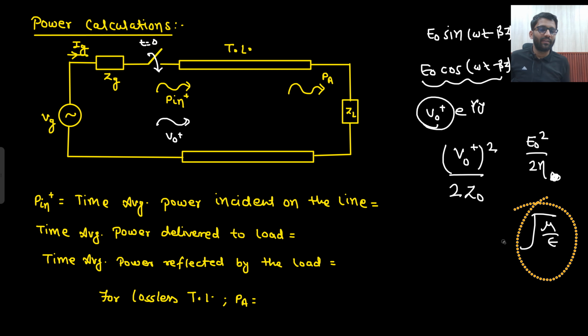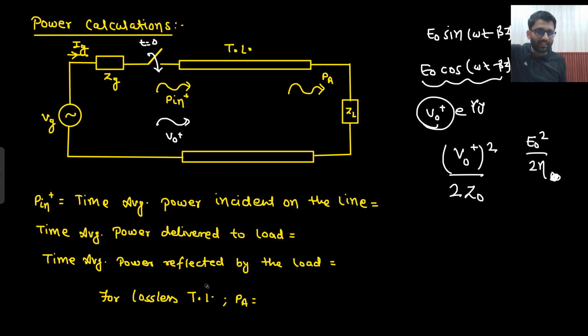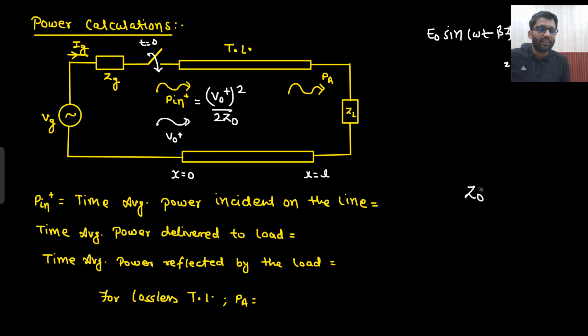So with respect to the power incident, just as the switch is closed, V naught plus is generated, and the power associated would be V naught plus square divided by 2 Z naught. This is the power just as the switch is closed, at the source end. I am calling this x equals to 0 and this x equals to L. What is the name of this power? The name of this power is time average power incident on the line.